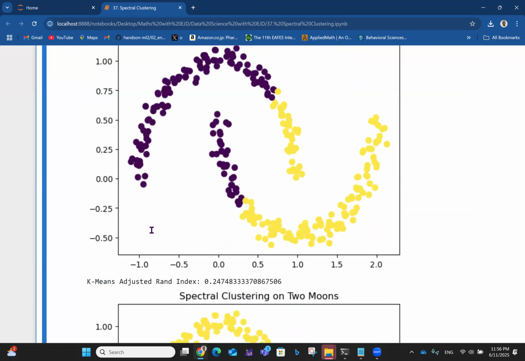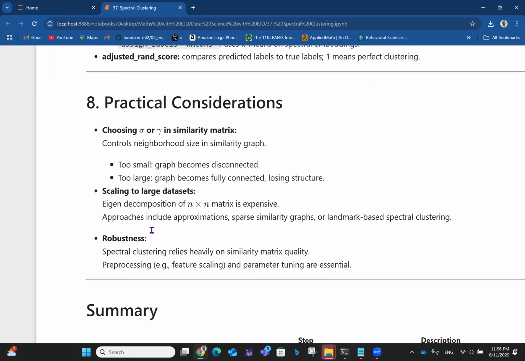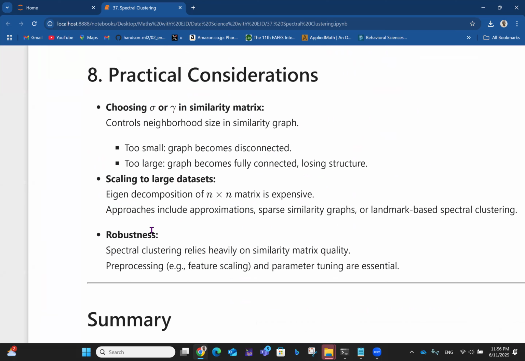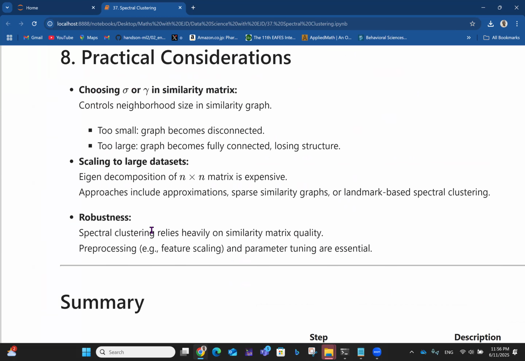Okay, so now that this is done, let's talk about some practical considerations. So choosing sigma or gamma in the similarity matrix. This controls neighborhood size in the similarity graph. Too small and the graph becomes disconnected. Too large and the graph becomes fully connected, losing structure. Then scaling to large data sets. Eigen decomposition of an n by n matrix is expensive. Approaches include approximation, sparse similarity graphs, or landmark-based spectral clustering.